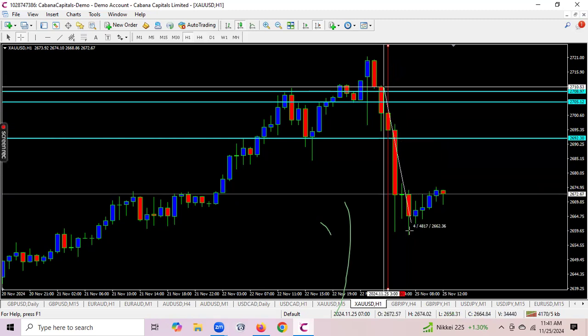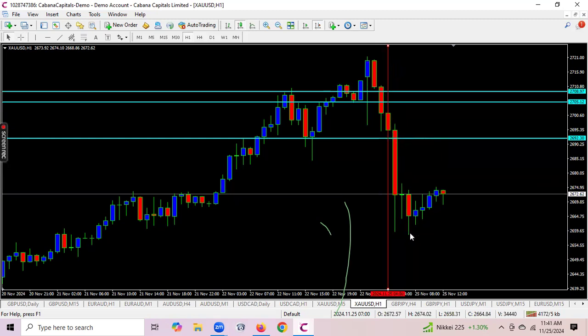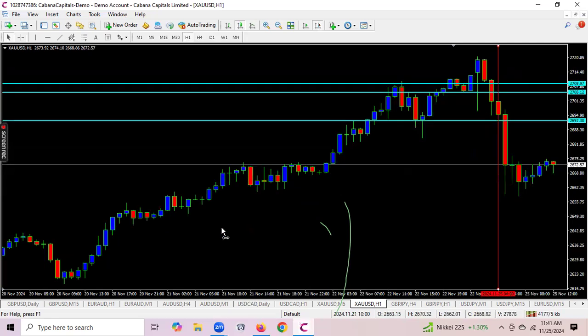But if you decide to sell from this point now, the risk is too high. I hope that is clear. So that's my take on gold. You can sell gold between now and tomorrow. But once that fair value gap gets filled on gold, you should be looking for buy opportunity on gold. I hope that is clear. So let's look at USDJPY.